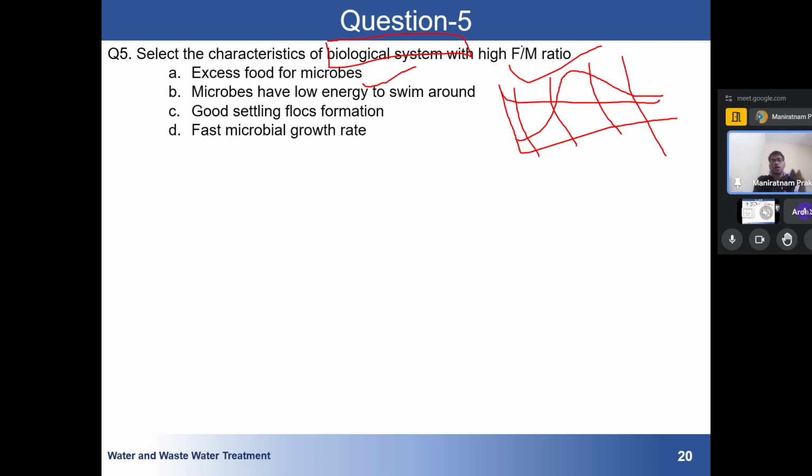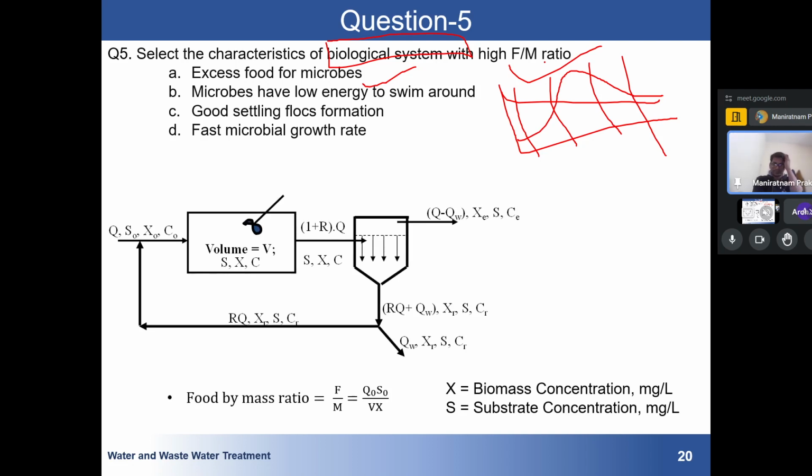And now the question is high food by mass ratio. The only explanation is that food is very high, meaning the presence of organic matter is very high, but the microbes present there for degradation are very low. So what will happen? I will be discussing it one by one. Before answering this question, I will explain what this food by mass ratio is. Remember, this is a mathematical expression also, if you are preparing for some exam like GATE. Sorry for the inconvenience.